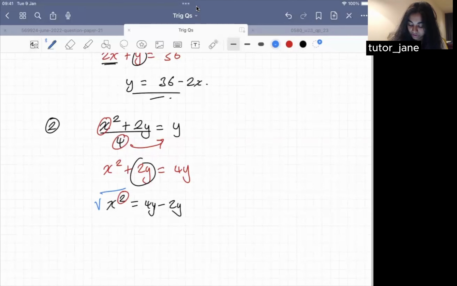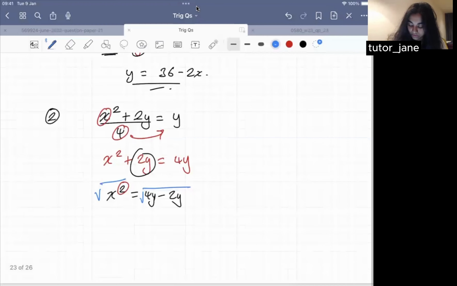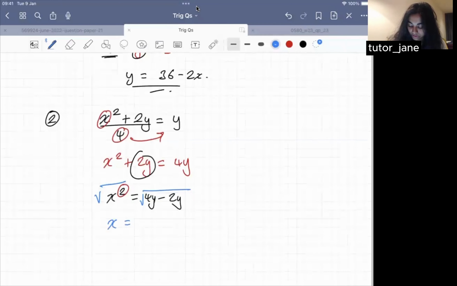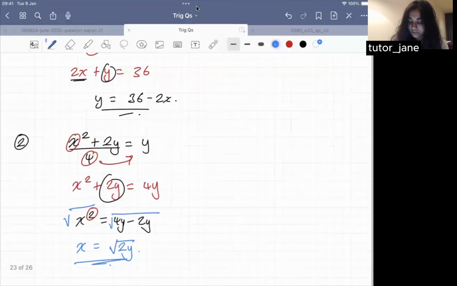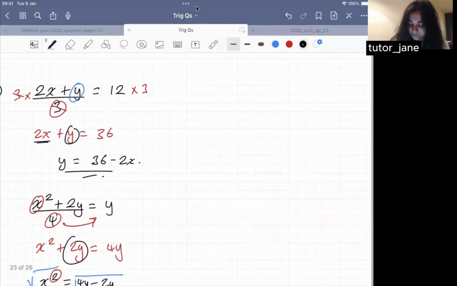So we're going to square root both sides, and we're going to get x equals the square root of 4y minus 2y, which is 2y. So that is how we rearrange to make x the subject of this equation. Cool, perfect. Let's do 2 more.